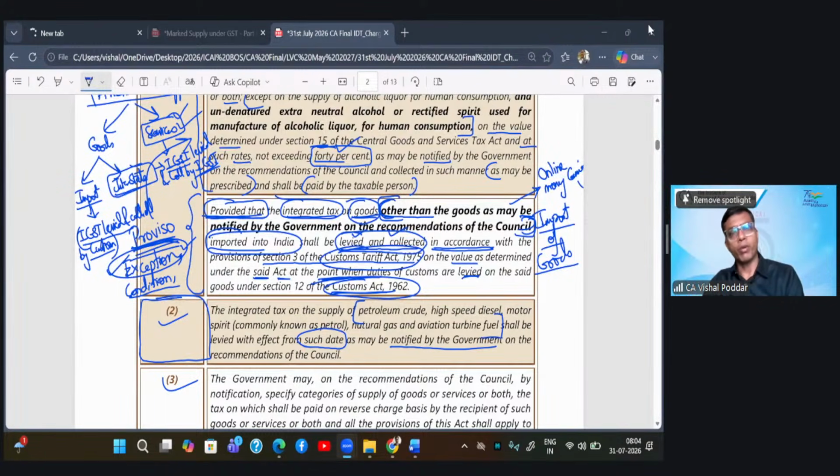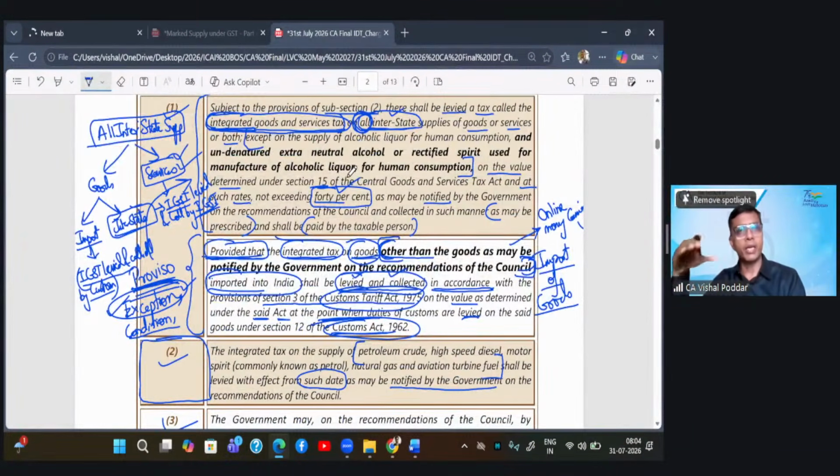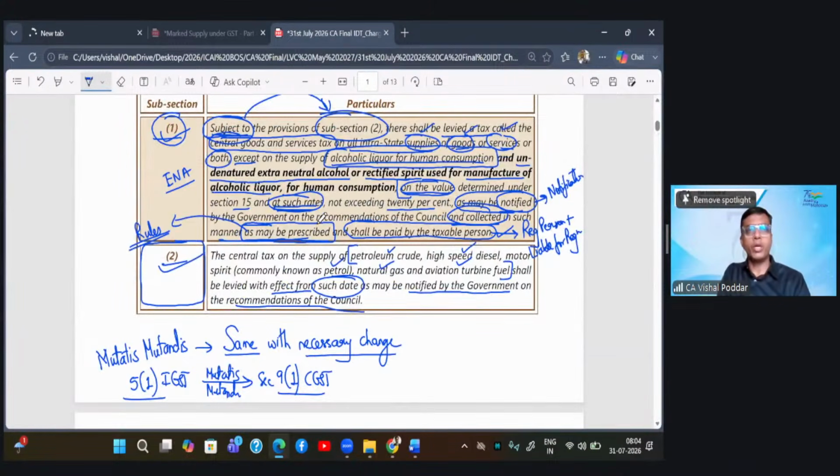Now whenever a foreign gaming company provides this online money gaming to you, this will technically become import of goods, but that import of goods will not be covered by customs because it is an exception to the proviso. It will be covered by the main subsection 1. It means the levy, collection, everything will be done as per the IGST Act. Is this clear, Rohan? I hope everybody got your answers, whatever questions you had till now. So we have covered section 5 and section 9, correct?